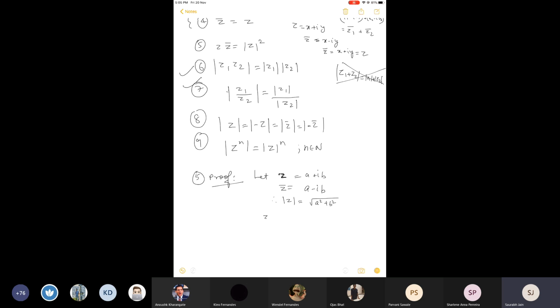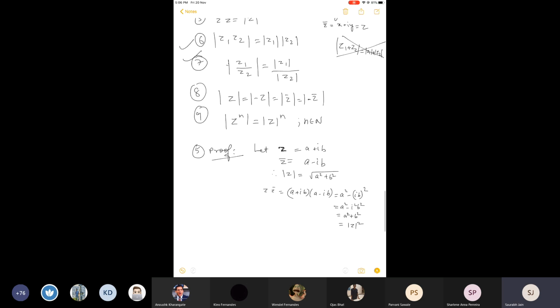How? Multiply z and z bar. That means a plus iota b into a minus iota b. You will multiply this, you will get a square minus iota b whole square. This is a square minus iota square b square. Iota square is minus 1, so this will become plus. What is a square plus b square? Mod z square. What is the meaning of this? Z into z bar is mod z square.